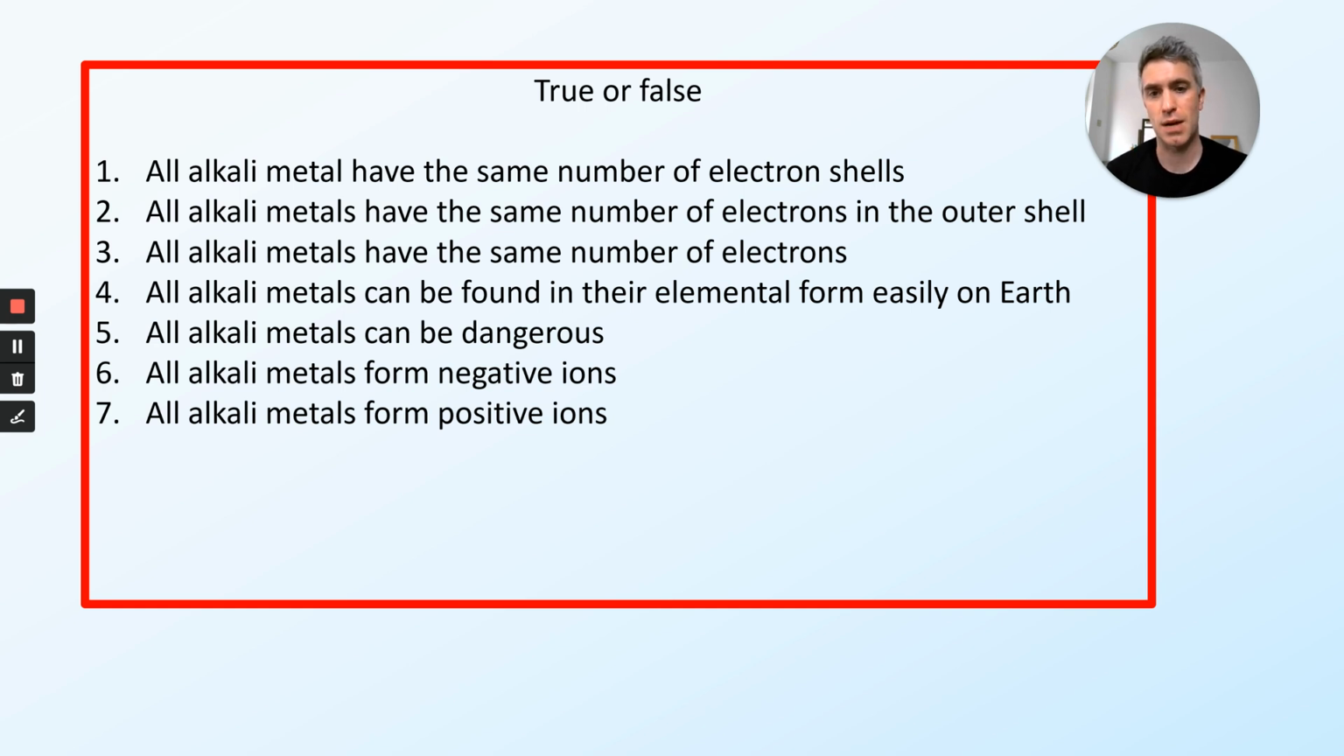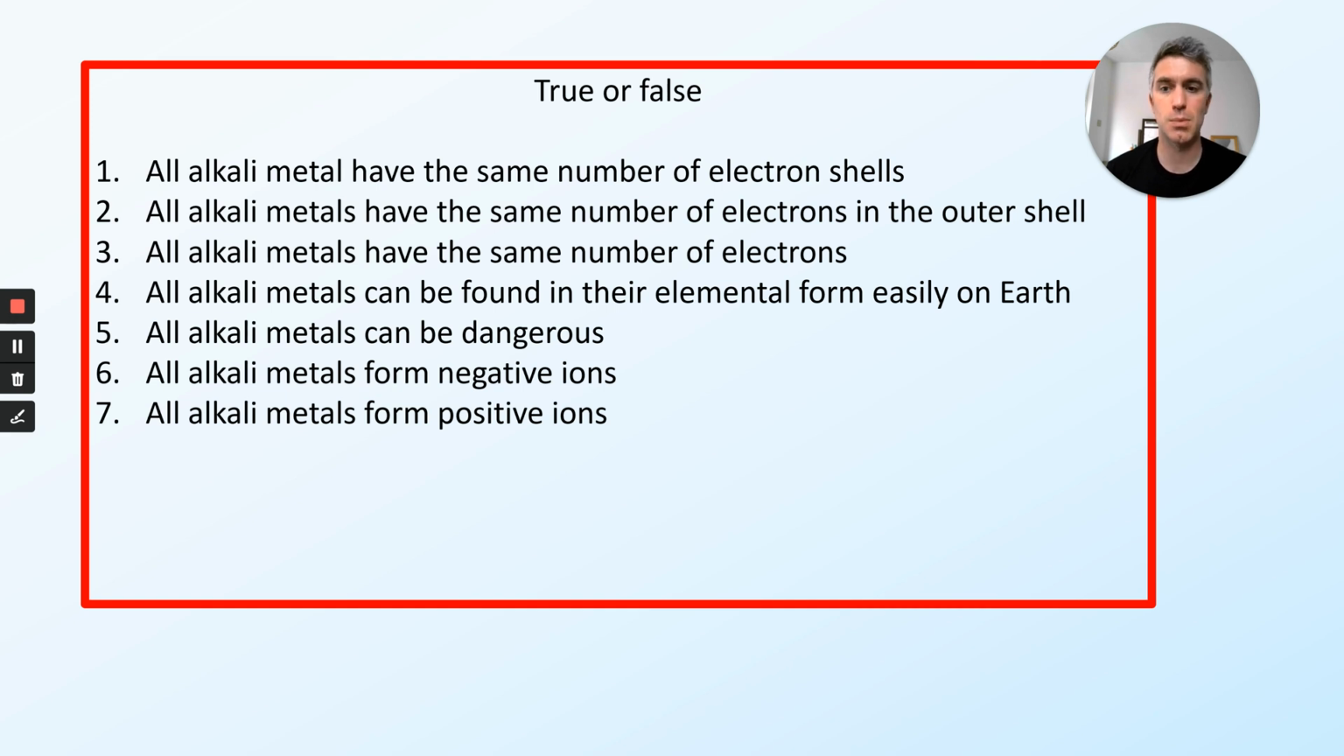All alkali metals have the same number of electron shells. True or false? All alkali metals have the same number of electrons in the outer shell. True or false? All alkali metals can be found in their elemental form easily on Earth. Tricky. True or false? All alkali metals can be dangerous. True or false? All alkali metals form negative ions. True or false? And all alkali metals form positive ions.